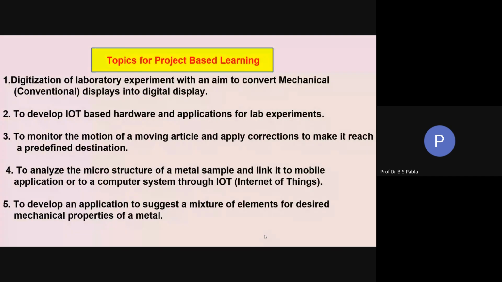So he or she will come up with alternatives and evaluate them. Evaluate them based on the sophistication, based on the cost, based on the time required to fabricate it. And in the process, he will learn many things. He will learn the process planning, and he will learn about the financial aspects also.